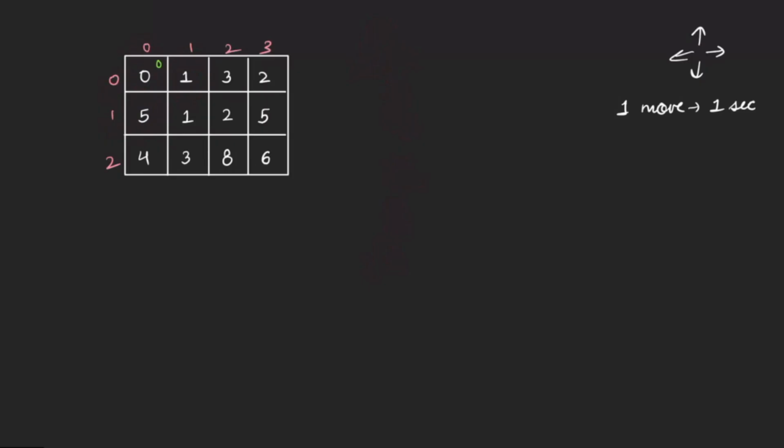So now we need to identify what the minimum time required is. Whenever I am at a cell, I can move in 4 directions. If there is a cell which I have already visited, I won't visit it again, because I don't want to get stuck in a loop.